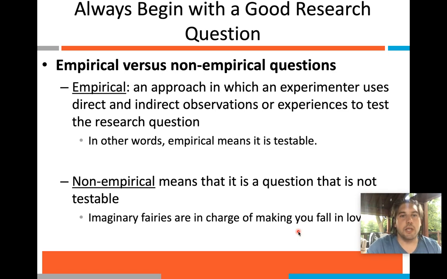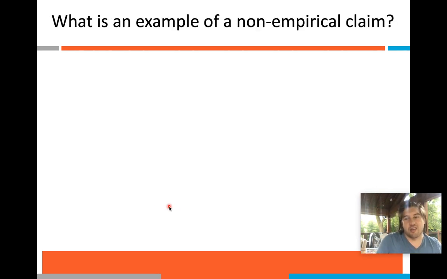Now, it's pretty easy to come up with empirical questions. It's a little more difficult to come up with examples of non-empirical questions. However, you can think about non-empirical questions in a way as sort of falling, many of them fall into the opinion camp, right? They're not really a testable question. It's just what someone thinks. It's someone's opinion.